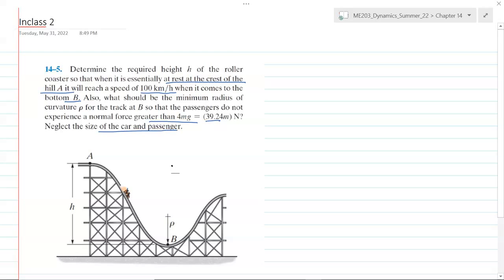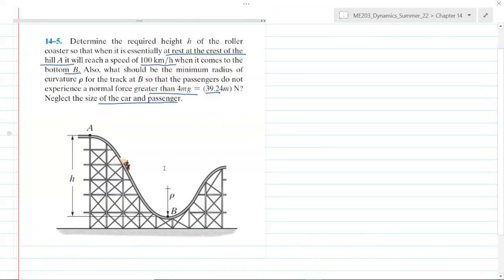So there are two steps to this problem. In the first step, we will calculate the required height h, and in the next step we will calculate the radius of curvature rho. Okay, so let's use nomenclature A and B. TA is the initial kinetic energy, which is 0 because the coaster car is at rest at the crest of the hill, and when it reaches B, its speed VB is 100 kilometers per hour.